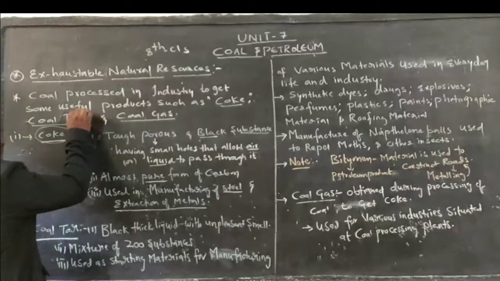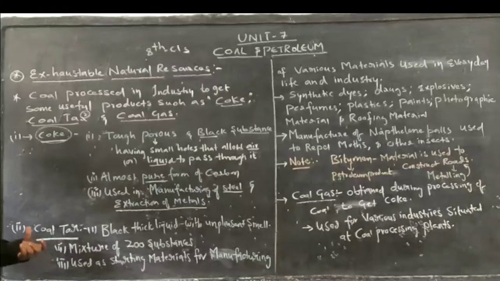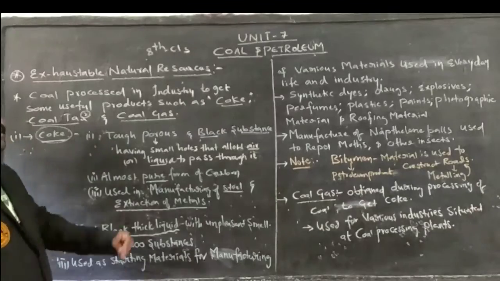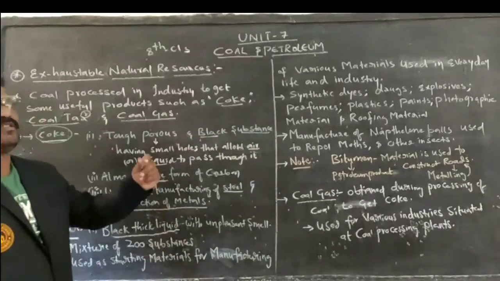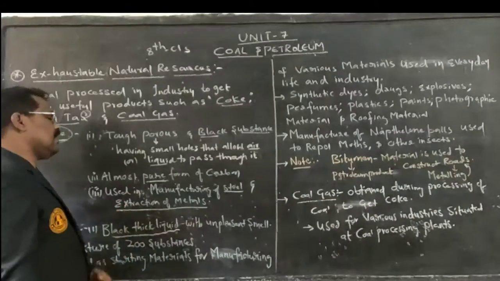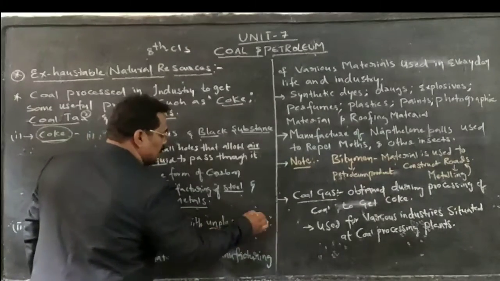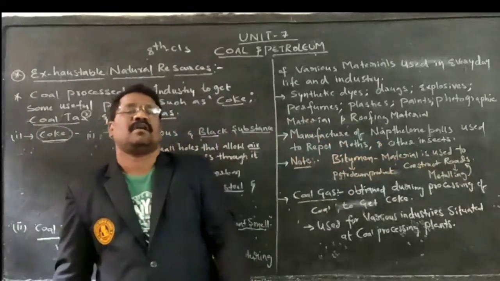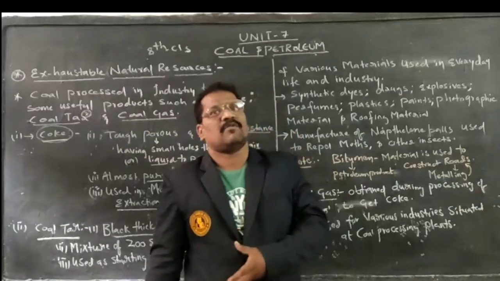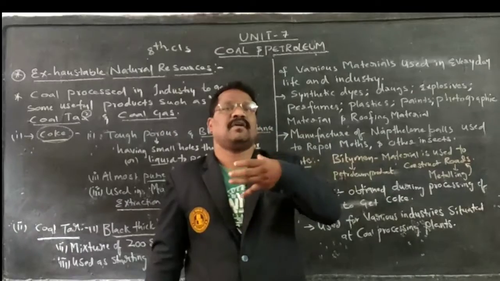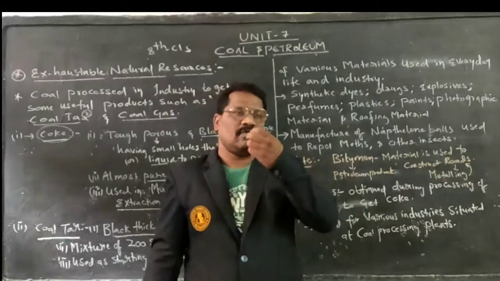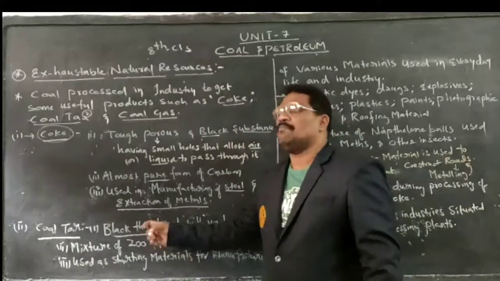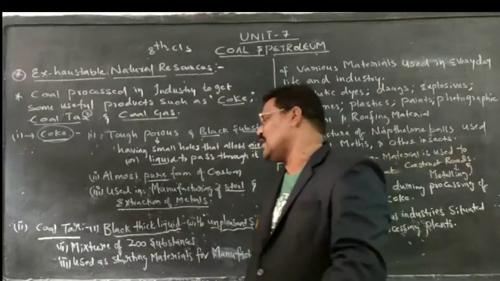Next one is coal tar. What is coal tar? Coal tar is a blackish, thick liquid substance, existing in a fluid or semi-solid state, which has an unpleasant smell. As there is tar on the road, if you go and smell it, can we smell it properly? No, it is unpleasant. We cannot take that smell in through our nose. It is a blackish, thick liquid.